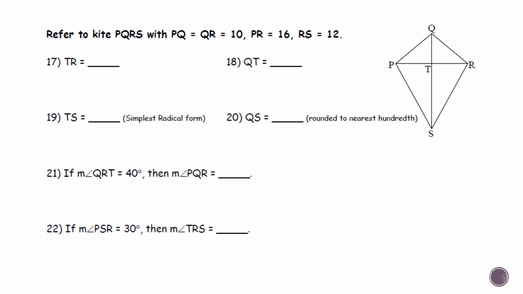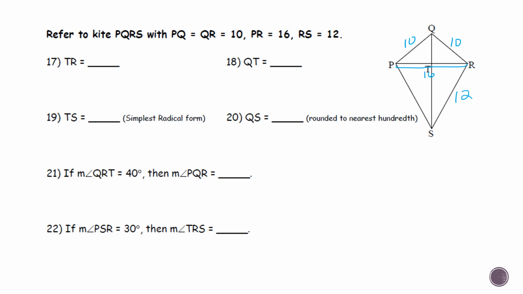All right, so our example here, you're going to have to jot this down again. Here we have that kite, PQRS. PQ and QR are equal, so they're both going to be 10. So I'm going to jot that in. PR, the whole thing, is 16, so I'm going to try and jot that in as neatly as possible. That whole thing is 16, and RS is 12. I'm just jotting in what they gave me.